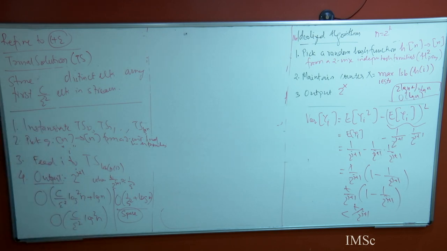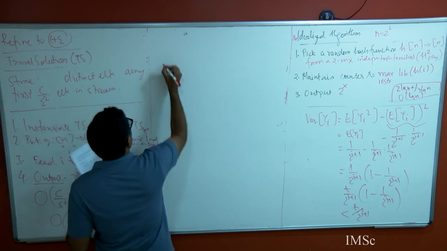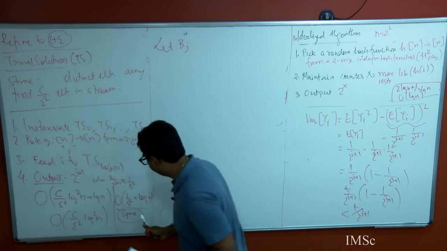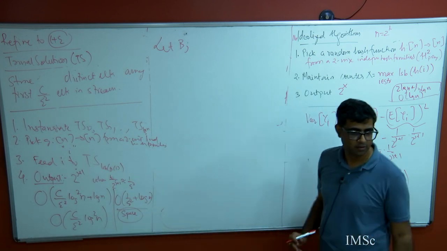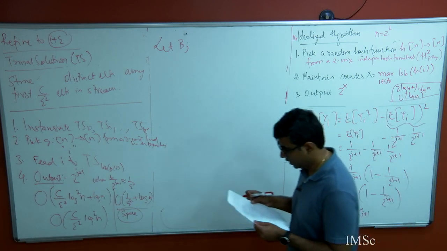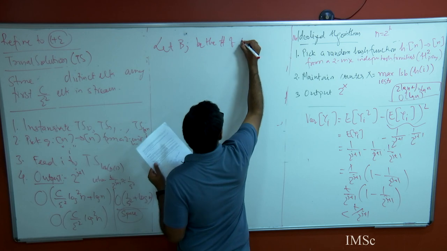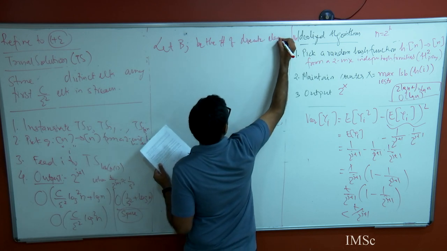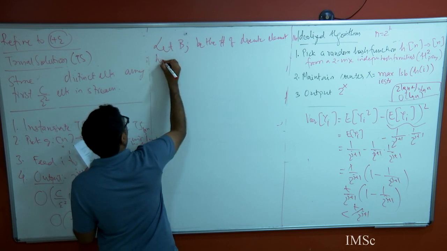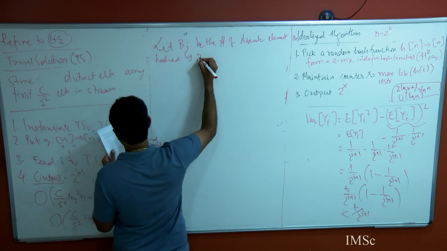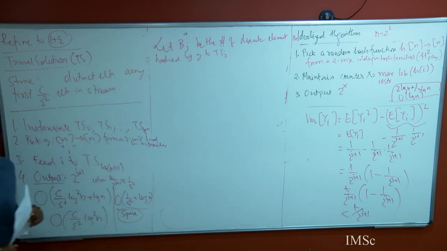Okay? Okay. So let's do a quick analysis of why this is correct, 1 plus epsilon. And you will see in a minute. It's not some very big maths going on. Okay. And there's a reason why we chose this, right? Why not something else? And this, you will see. Let Bj be the number of distinct elements hashed by G to TSj. How many distinct elements will it hash? We know, we have computed this.